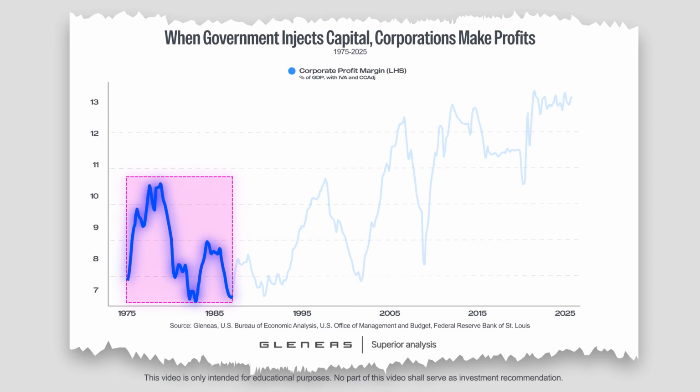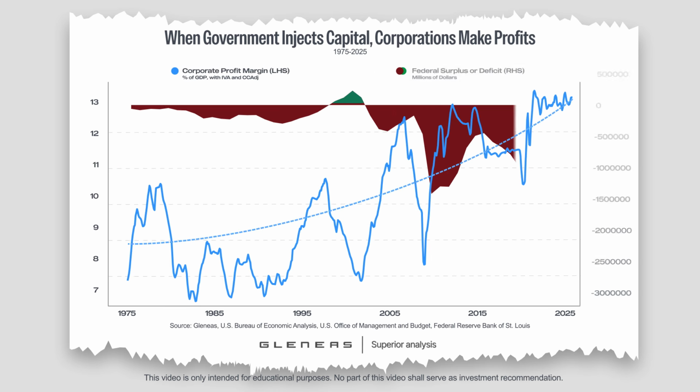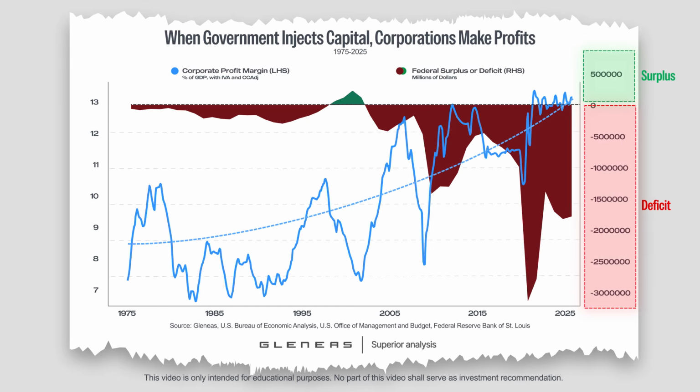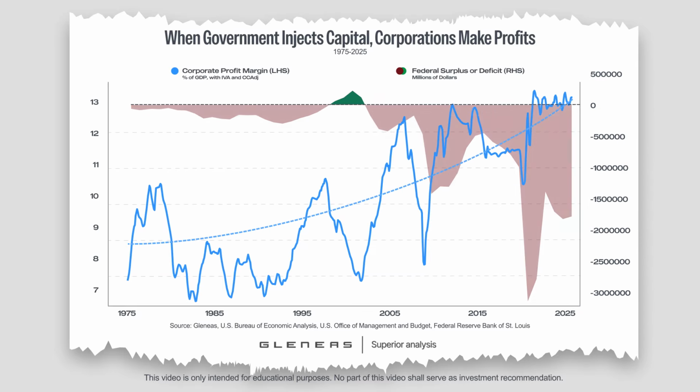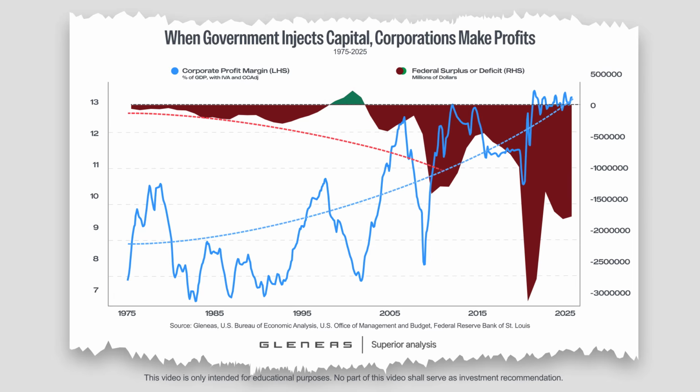Now the key question is this: what is the cause of this share growth? Are US companies profiting at the expense of other subjects in the economy? If we overlay the federal budget balance, we see that over the last 20 years the government has mostly run deficits. The main exception in the period from 1975 to today was the late 1990s, when the budget briefly moved into a surplus just before the year 2000.